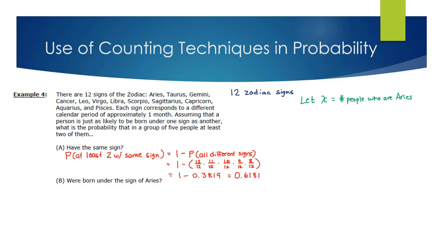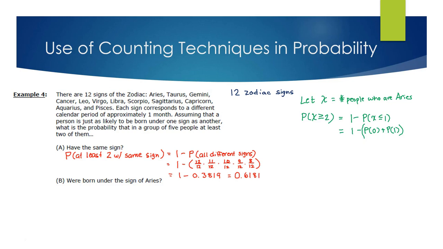For part B, I'm going to let X be the number of people who are under the sign Aries. I'm also going to make the contention here that under those conditions, the probability of X being greater than or equal to 2 equals 1 minus the probability that X is less than or equal to 1, which means I'm looking for 1 minus the probability of 0 plus the probability of 1.